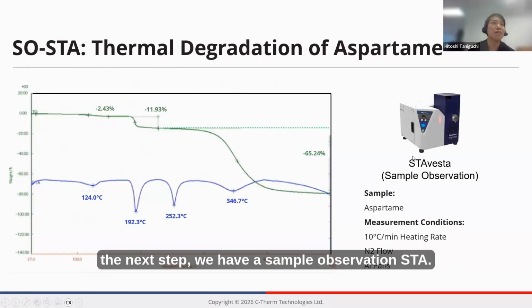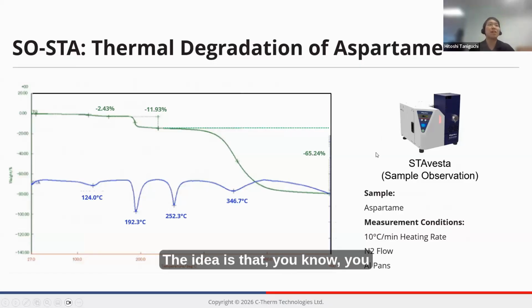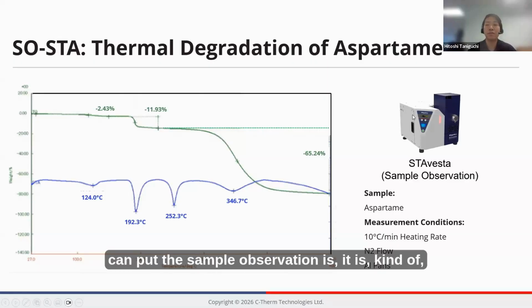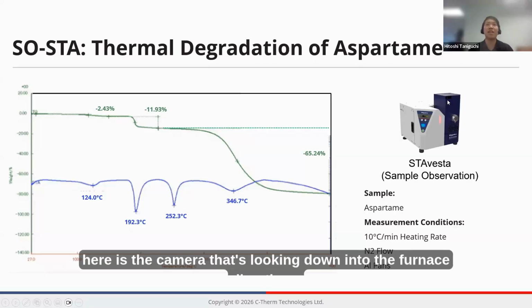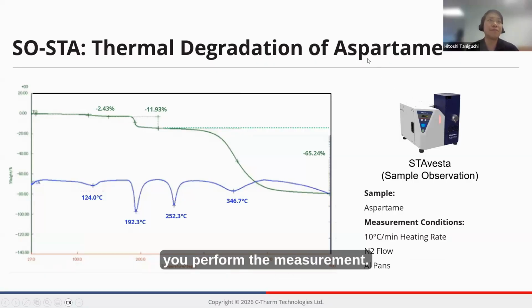So next up we have sample observation STA. This is something unique to Rigaku's STA. The sample observation explains itself really. You're observing a sample as you perform the STA, and the little box that you see on top of the STA here is the camera that's looking down into the furnace directly as you perform the measurement.